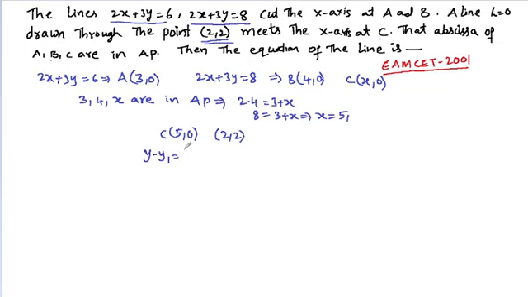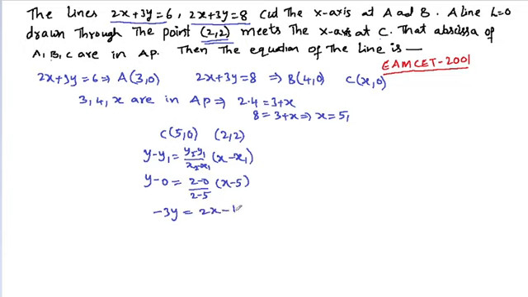y1 is equal to (y2 minus y1) by (x2 minus x1) into (x minus x1). So that is y minus 0 is equal to (2 minus 0) by (2 minus 5) into (x minus 5). So that is 2 by minus 3, cross multiplication, that is minus 3y is equal to 2x minus 10. This is 2x plus 3y is equal to 10. This is the equation of the line passing through (2, 2) and cuts the x-axis at capital C.